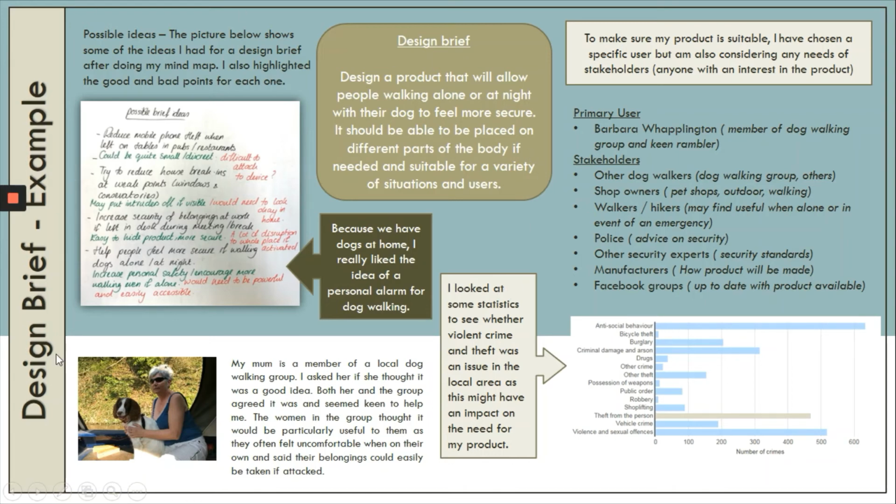So they're the different things that you are aiming to include on this page. So your main thing is your design brief. You need to have your primary user and stakeholders listed, a few different ideas for other briefs that you are not going to do, and then a little bit more information if possible.